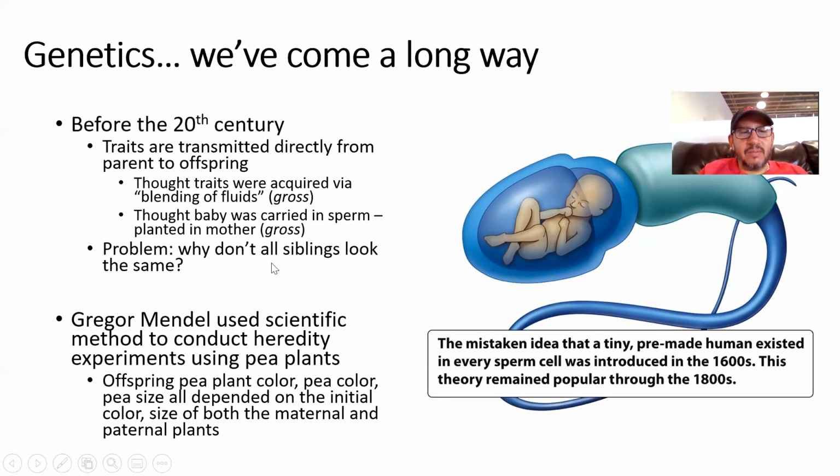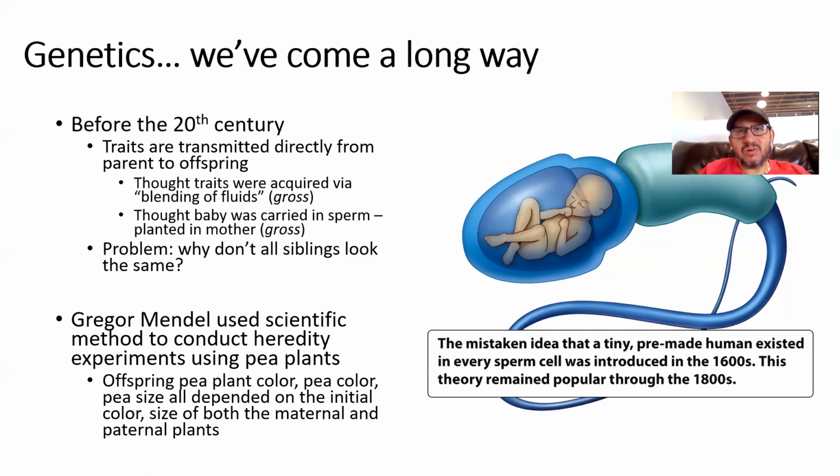But again, they also thought, which is kind of crazy, that's why I have this image here, that an actual baby was actually carried in the head of the sperm, which is obviously not true. We know that for a fact. The only thing that's carried in the head of the sperm is the genetic material in the area known as the acrosome. So he started asking that question, basically, why don't all siblings look alike?